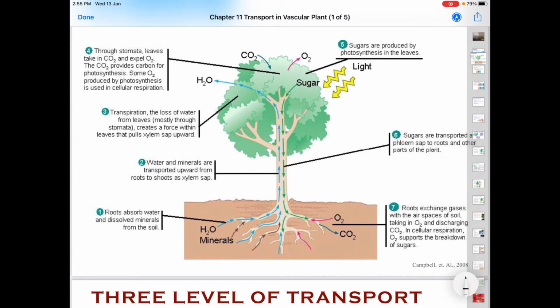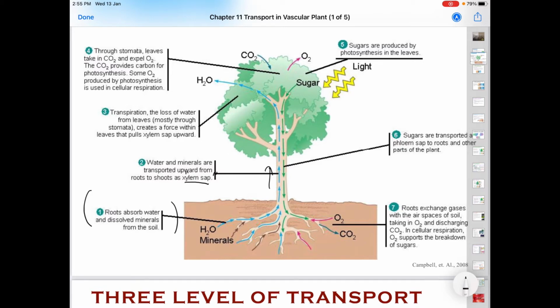The first one is cell to cell from roots. So roots absorb water and dissolved minerals from the soil. So these water and minerals are transported upward from the roots to shoots as xylem sap. So the water is in the form of xylem sap.